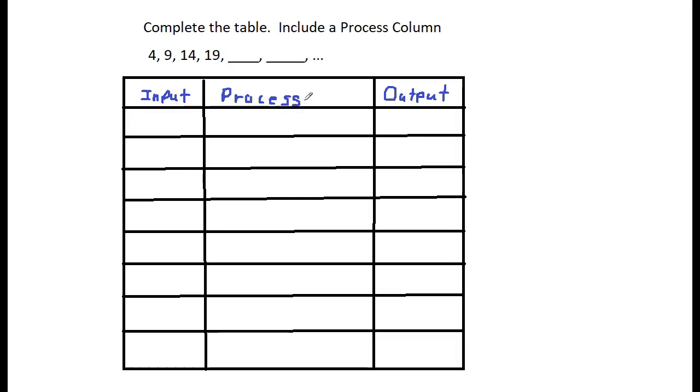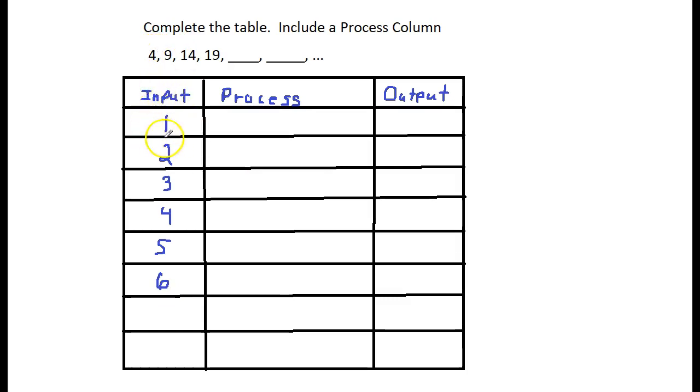So in our process column, what we're doing is we're identifying a pattern. Now, this is actually setting us up to where we could write an expression and eventually equations using number patterns. My input is always going to be 1, 2, 3, 4, 5, 6.